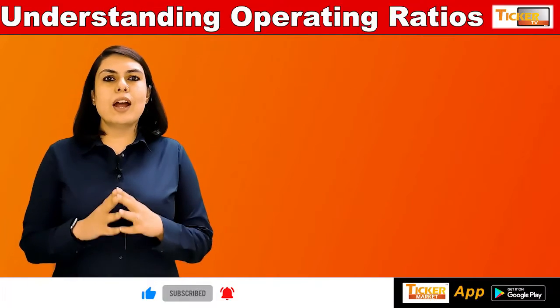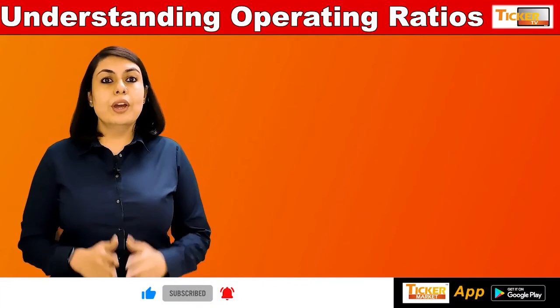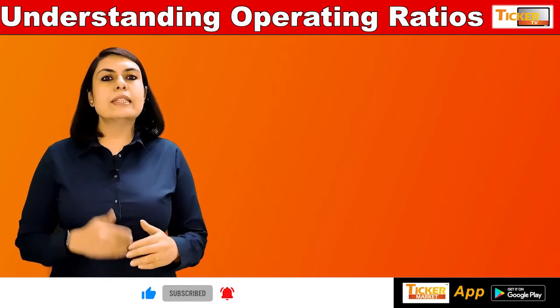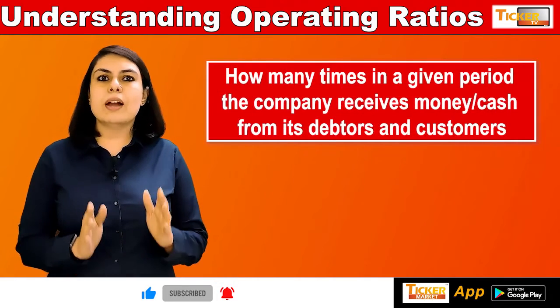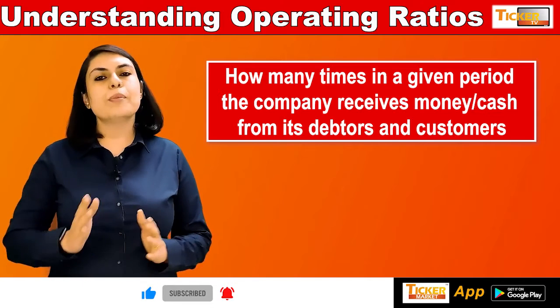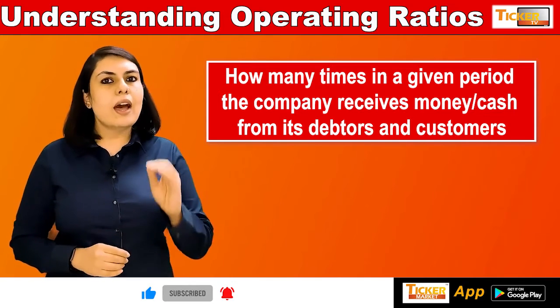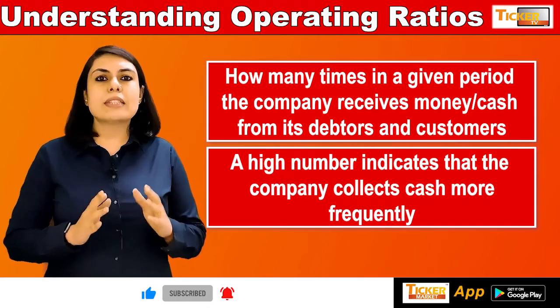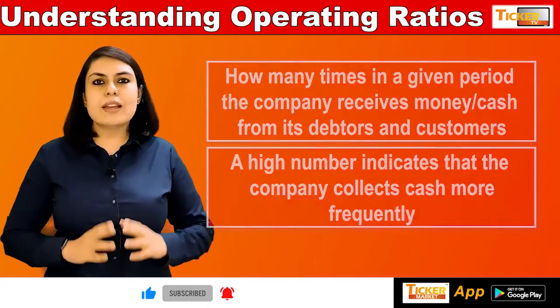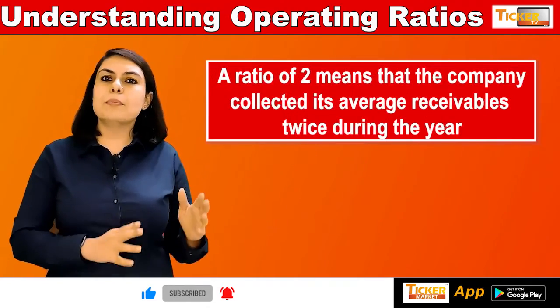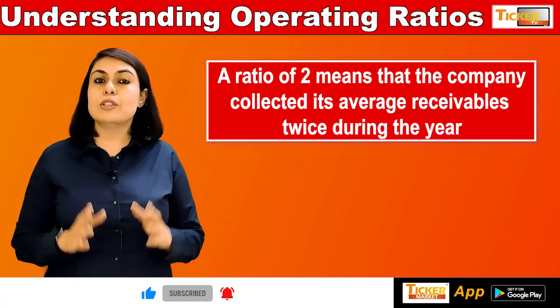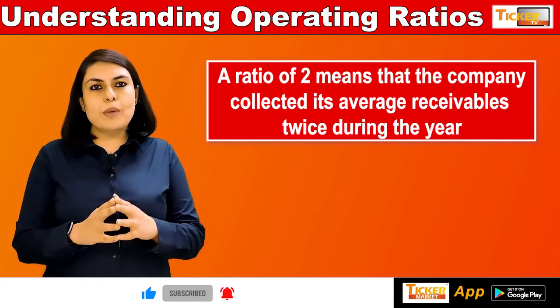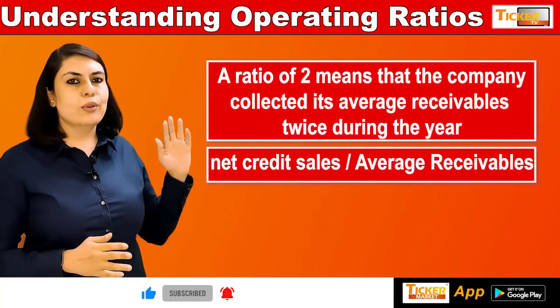Now the fifth ratio is the accounts receivable turnover ratio. The receivable turnover ratio indicates how many times in a given period the company receives money or cash from its debtors or customers. A high number indicates that the company collects cash more frequently. For example, a ratio of 2 means that the company collected its average receivables twice during the year. And the formula to calculate the same is as follows.